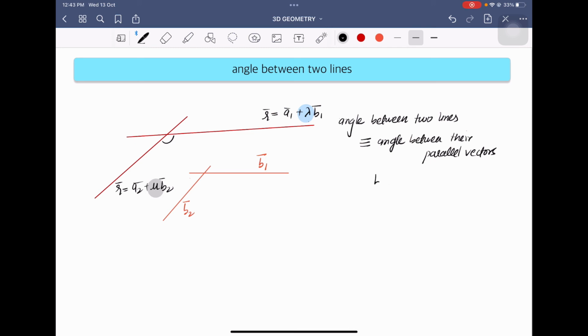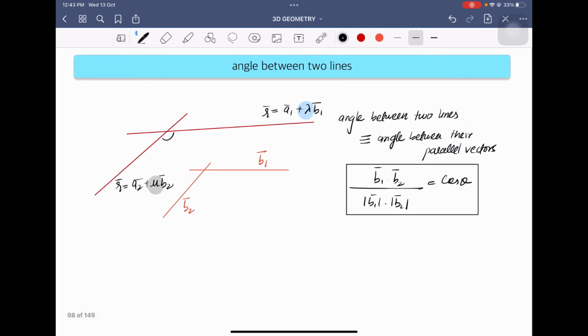So it will become b1 dot b2 divided by mod of b1 into mod of b2 equals cos theta. From here we will get the value of cos theta, that is, the angle between the two lines. From here we can have two results. If the lines are perpendicular to each other, then cos theta will be equal to 0. That means simply b1 dot b2 will be equal to 0.